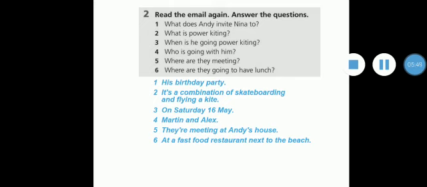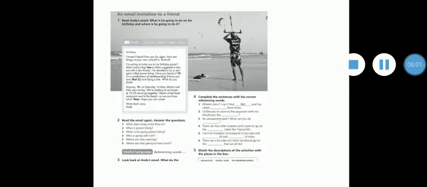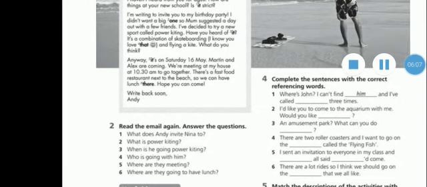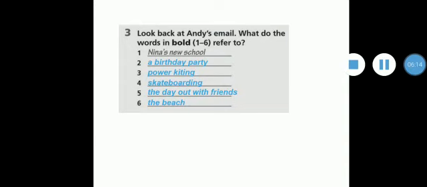Number three, look back at Andy's email. What do the words in bold refer to? It is about referencing words. So number one, I'm writing to invite you to my birthday party. I didn't want a big birthday party. That refers to power kiting. The next one is skateboarding, and here are the rest of the items.